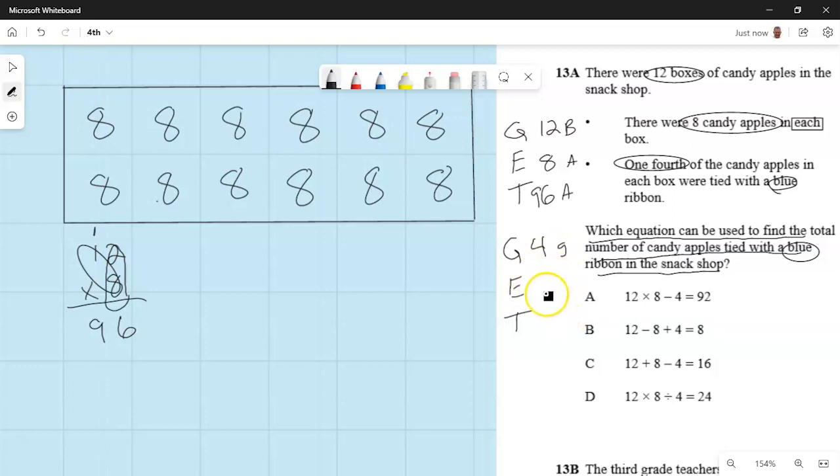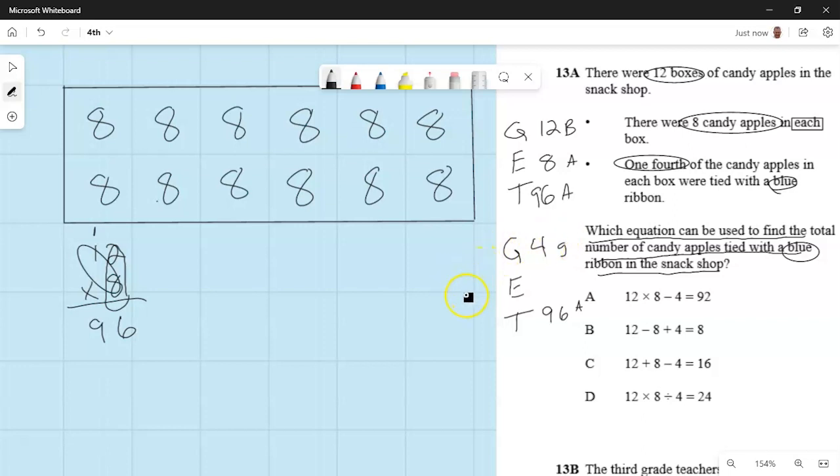We really don't know how many are in each group right there, because that's what we're trying to find out. I do know the total apples. There are 96 total apples. So whenever we're using the get strategy, and I know how many groups there are and I know what the total is, that's going to be a division problem. So I need to put the apples into 4 equal groups, and one of the groups is going to be the ones with blue ribbons.